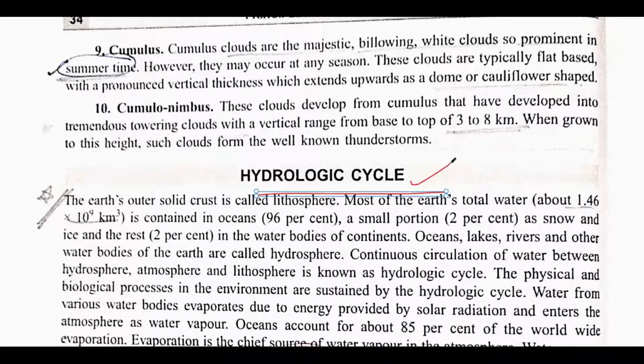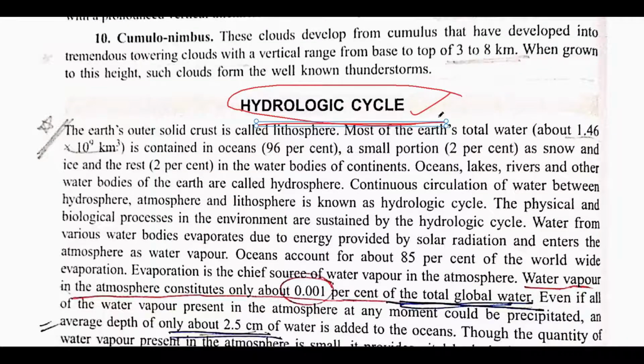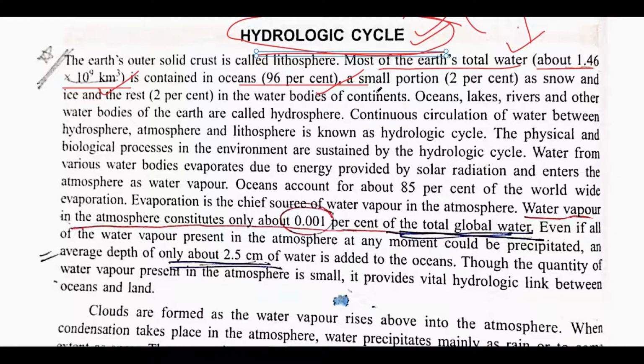Now the other thing is the hydrological cycle. The hydrological cycle is basically the movement of water from the atmosphere to soil, soil to plant, and plant again to the atmosphere. Now the important fact is that most of the Earth's water, that is total water about 1.46 into 10 power 9 kilometer cube, is in the ocean. That is about 96% is in the ocean. This is very important. And the rest, about 2.5%, is present as fresh water, majorly in snow, ice, or in groundwater.